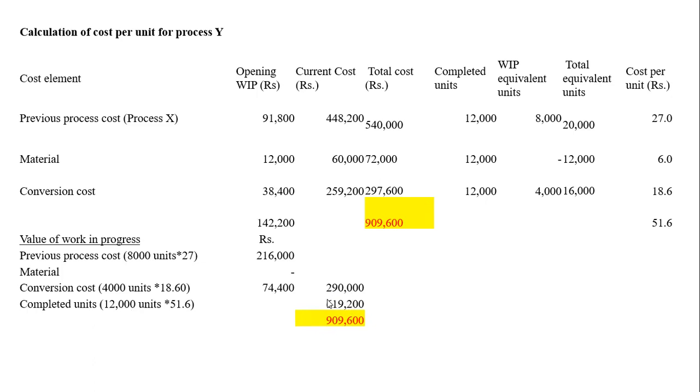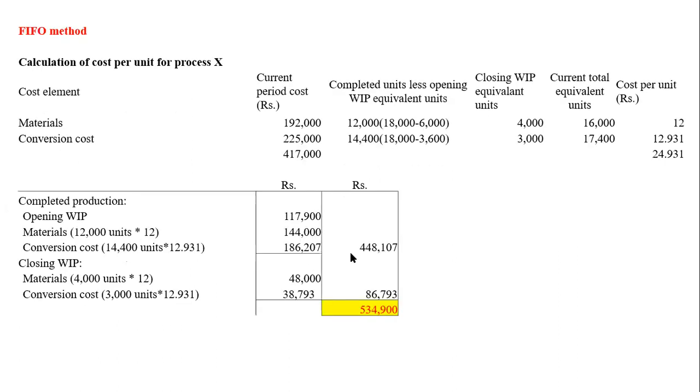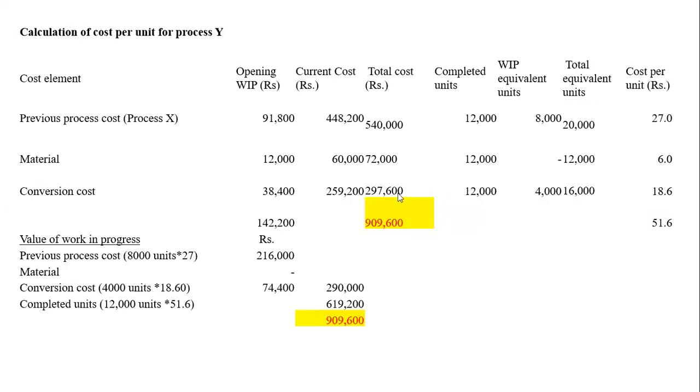Process Y, we do not know whether the output of process Y would be transferred to process Z or to the stores. It depends. Whatever it is, the value of the fully completed output is 619,000. The value of the work in progress is 290,000. So they are again calculated by using 5 forms. So this is the basic calculation, ascertainment without assuming anything.